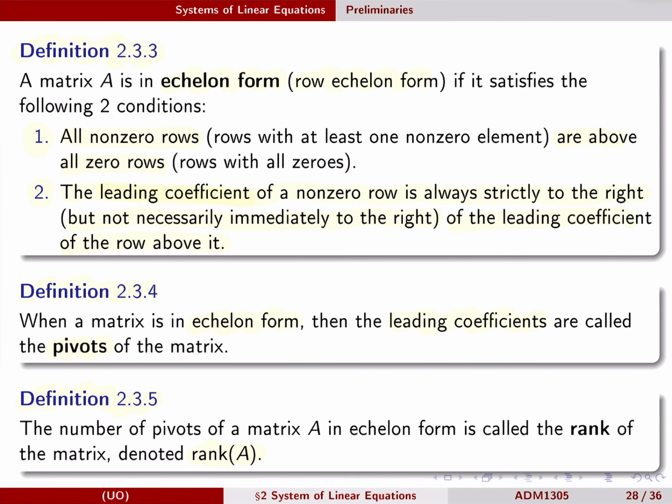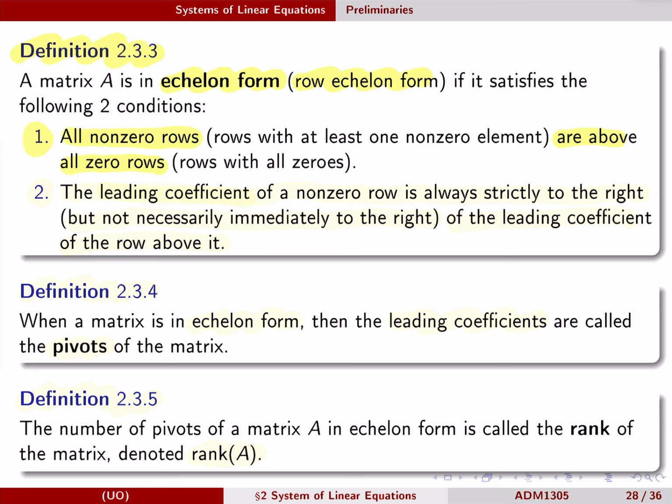Once you know where your leading coefficients are, we can talk about special forms for matrices. The first one is echelon form. What is a matrix in echelon form, or row echelon form? Well, a matrix is in echelon form if it satisfies two specific conditions. The first one: if your matrix has any row of zeros, they need to be at the bottom of your matrix. Or another way to say it is that all the rows with non-zero elements are above the zero rows. So that's very important. If you have rows of zeros, they are at the bottom. If there are no rows of zeros, then automatically this first condition is satisfied.